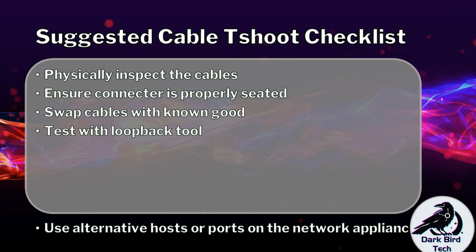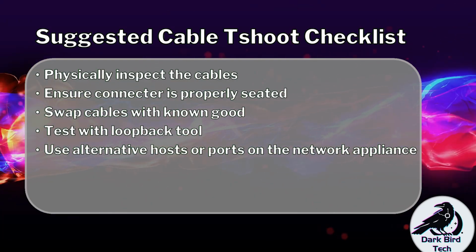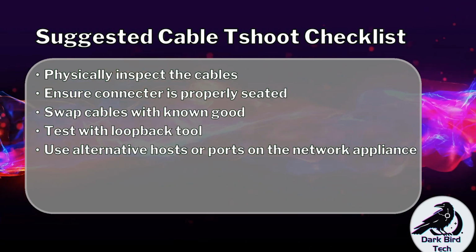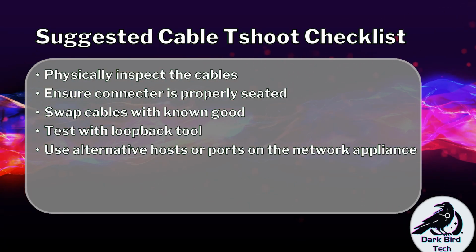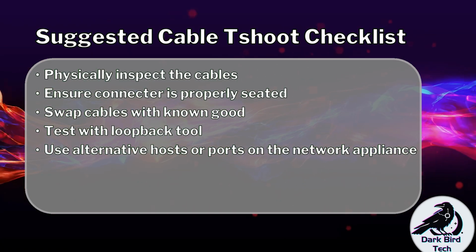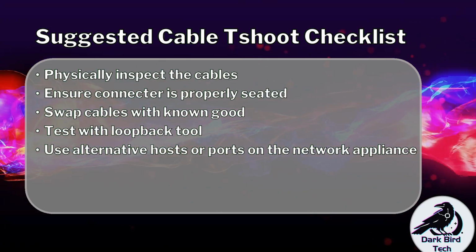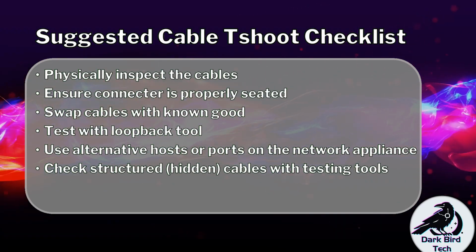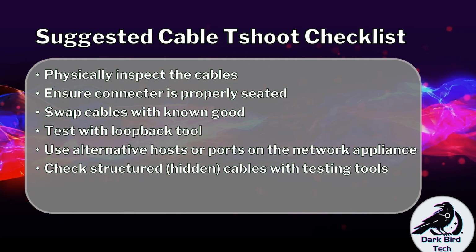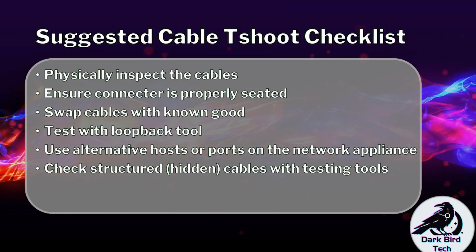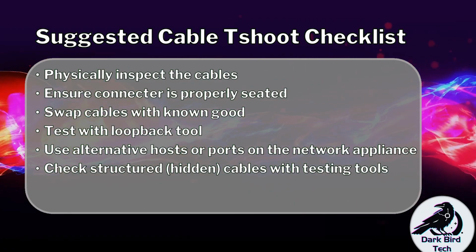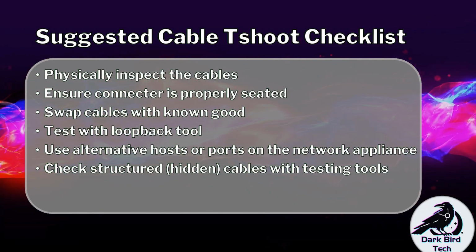And if you can, use alternative hosts and ports on the network appliance. So if you can, put another computer on that same connector on the switch, or move the current computer to a different port. You might have to enable a few things, but if you can, move them to another interface and see maybe it's a problem with that particular connector. And then when you're dealing with structured or hidden cabling that might be in your walls, in a drop ceiling or a raised floor, you will have to rely on testing tools, because going into the wall, the ceiling, the floor might not always be a feasible way to do a physical inspection. But even simple physical cable testers can be used to do this testing.